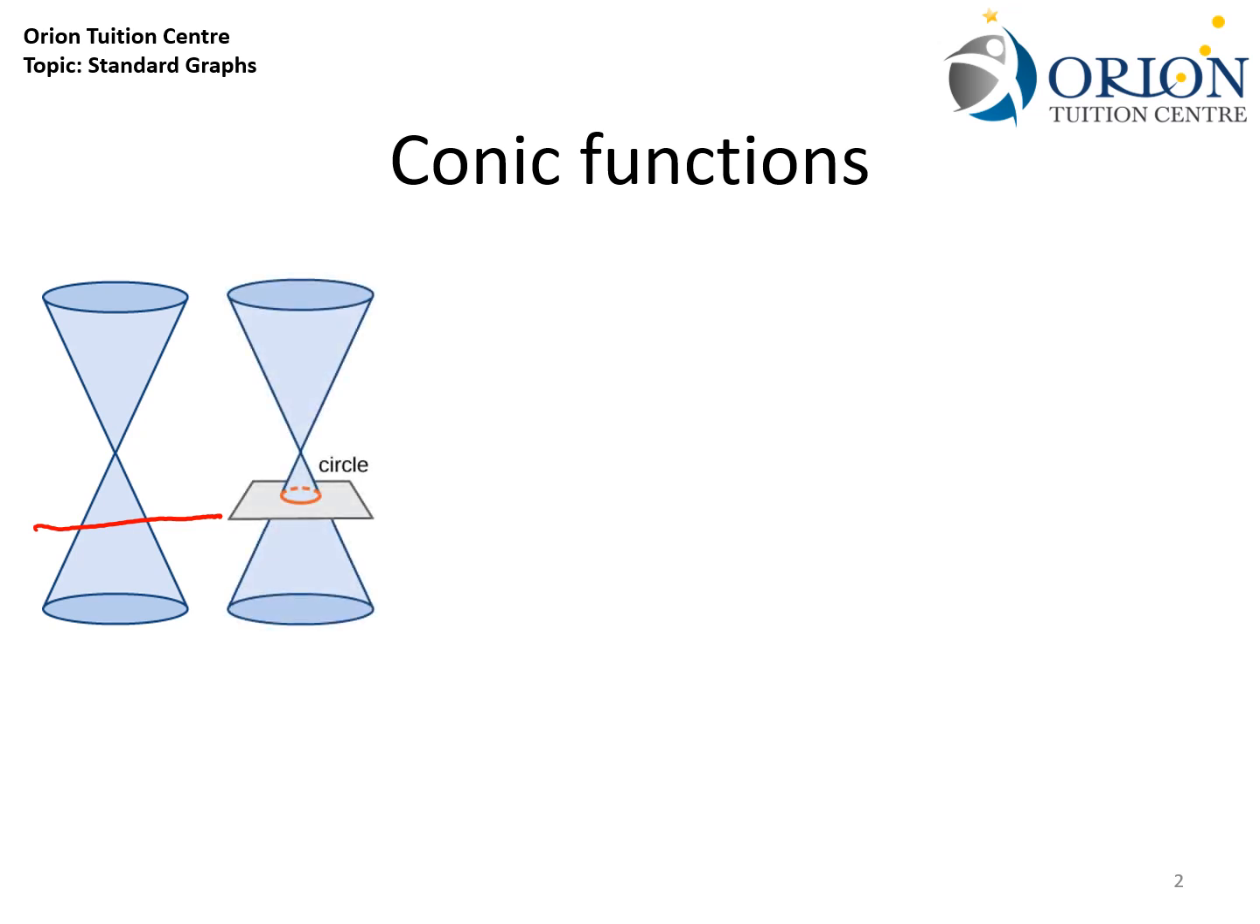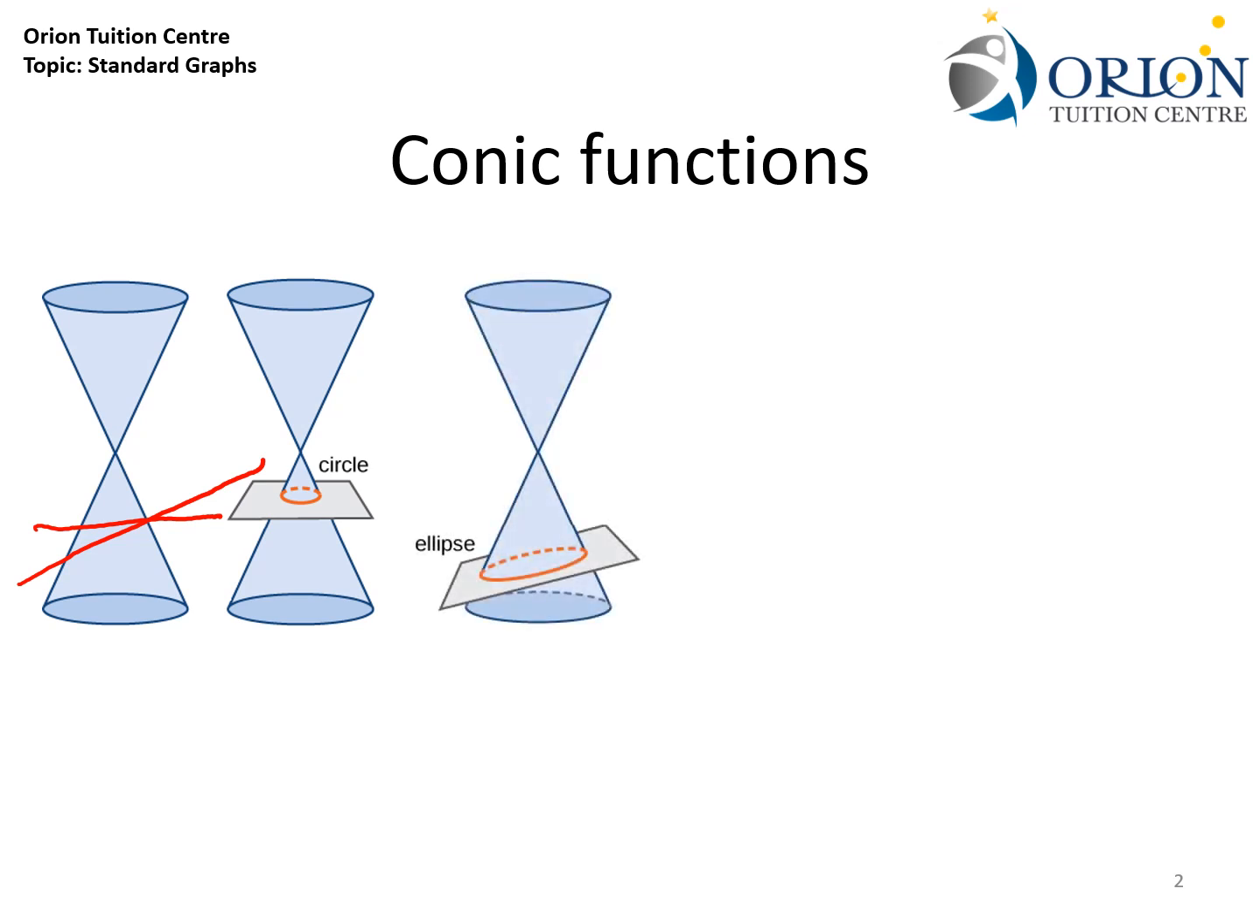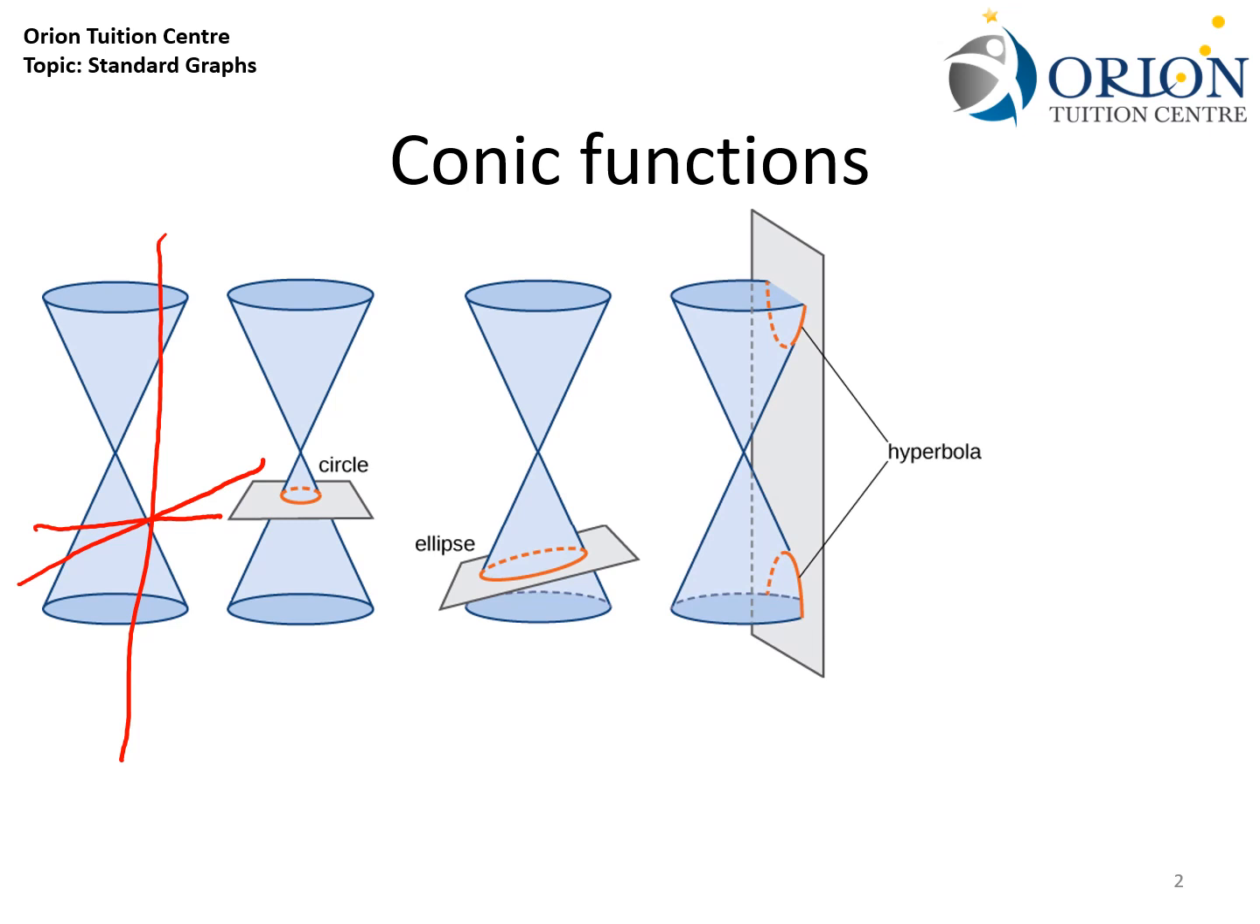Next, if we tilt the knife slightly such that it is less steep than the slant of the cone, like this, what we will end up with is an elongated circle or an ellipse. If we tilt the knife even more such that it is steeper than the slant of the cones or even vertical, what we end up with is a pair of curves that look like this. These are what we call hyperbola curves.